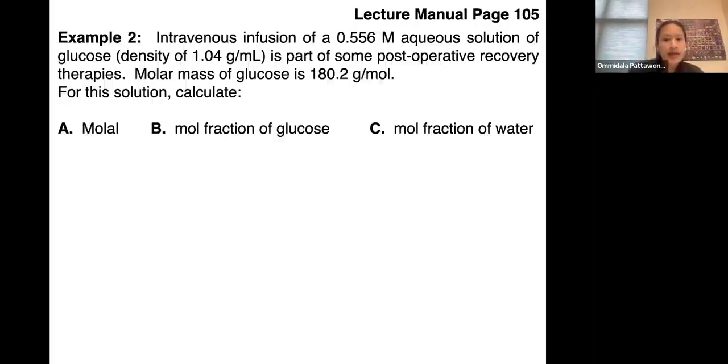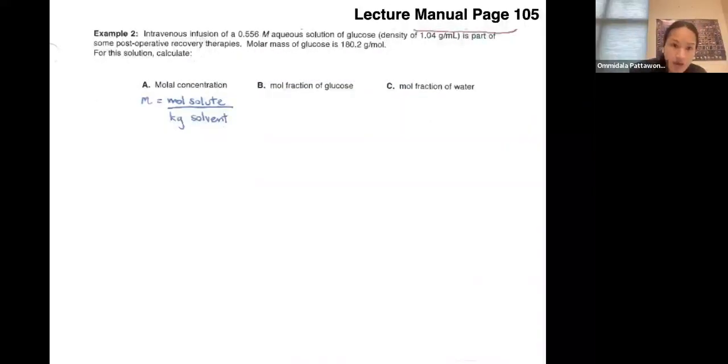So example 2, in this case, we are looking at the IV solution, right, of the 0.56 molar aqueous solution of glucose. Okay, so it's giving us density again. That means this density here is going to refer to the density of the solution. It's also giving you the molar mass of glucose. So first we need to find out molar concentration, and then we're going to find out the mole fraction of both glucose and water as well. Now let's take a look at one unit at a time.